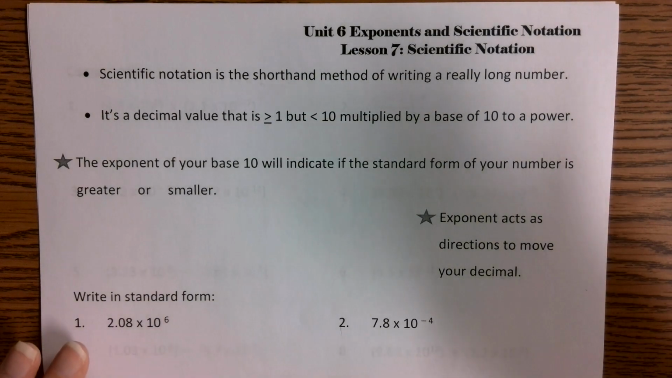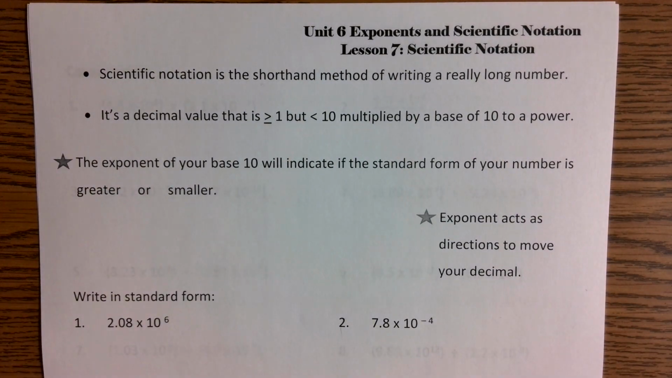All right, so scientific notation, it's just a shorthand method for writing a really, really long number. Not a large number, a long number. It could be a small number with lots of values behind the decimal, or it could be a really large number with lots and lots of zeros. So it's kind of like the lazy way of writing these longhand numbers.